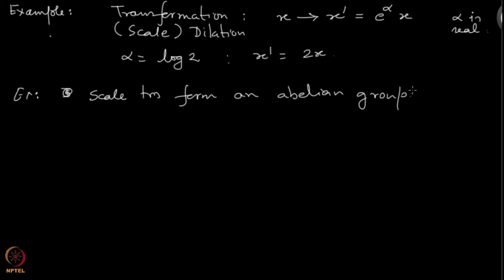Okay, so they form a group. All the 4 properties will be satisfied, and also the order in which you do the transformation does not matter. You can do transformation number 1 first, followed by 2, or the second one first and then the first one. So if I write e to the alpha times e to the beta, this is the same as e to the beta times e to the alpha. Because these commute, we say that this is an abelian group.